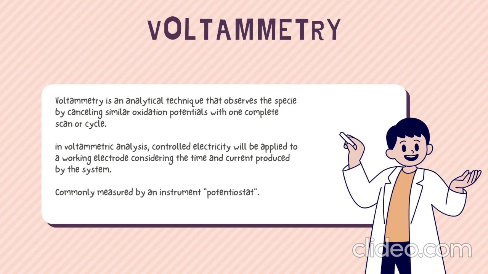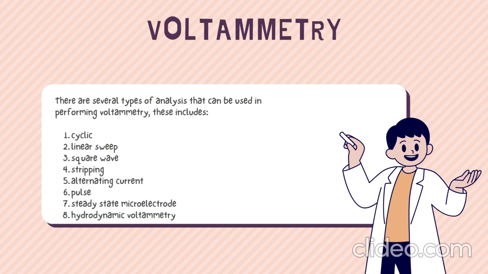Voltammetry is an analytical technique that observes species by scanning oxidation potentials within one complete scan or cycle. In voltammetric analysis, controlled electricity is applied to a working electrode, considering the time and the current produced by the system, commonly measured by an instrument called a potentiostat. So what is a potentiostat? A potentiostat is a measuring tool which is capable of applying variable potentials to the working electrode relative to the reference electrode, like silver chloride, while measuring the current that flows as a result of the electrode reaction.